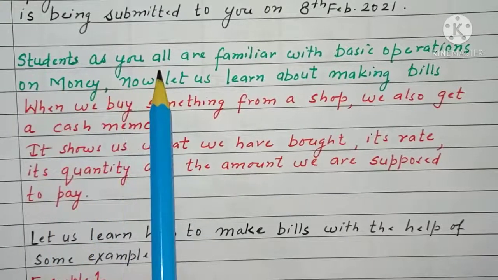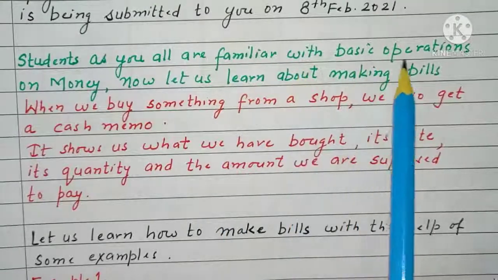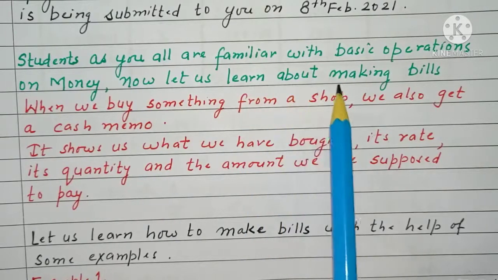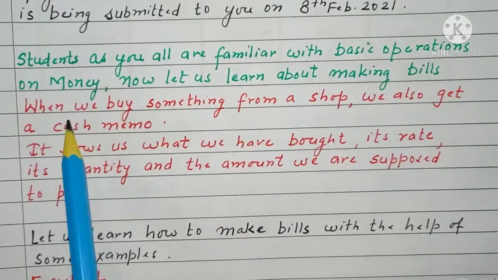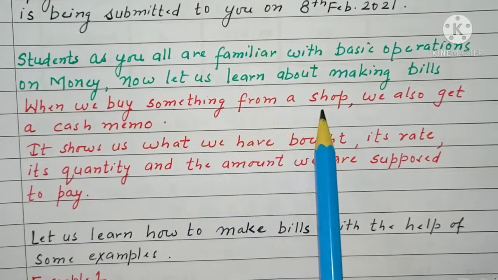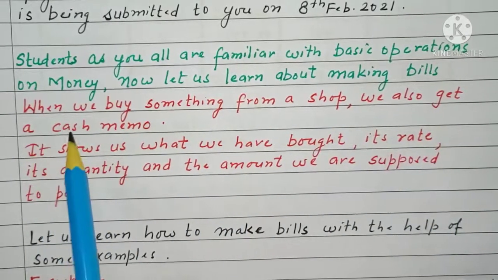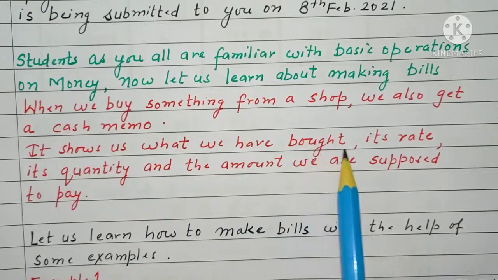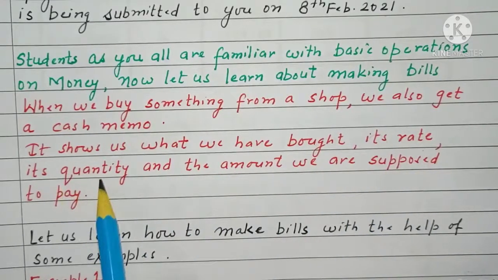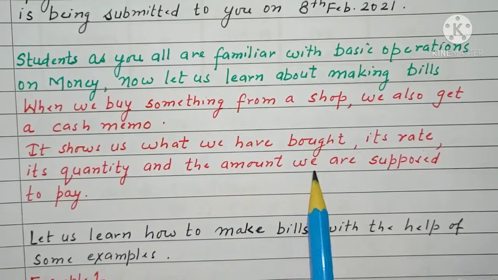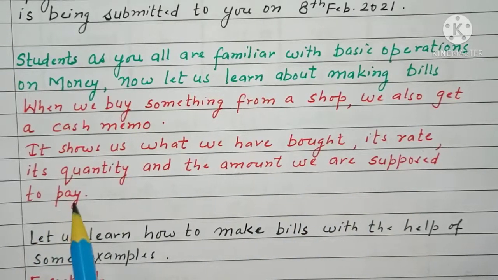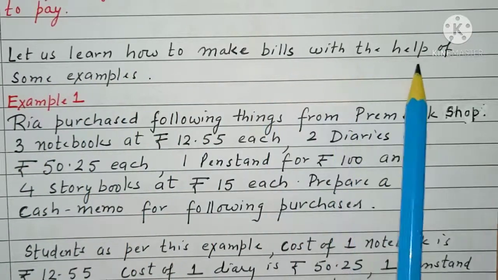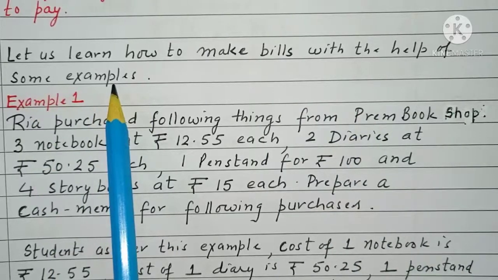Students, as you all are familiar with basic operations on money, now let us learn about making bills. When we buy something from a shop, we also get a cash memo. It shows us what we have bought, its rate, its quantity, and the amount we are supposed to pay. Let us learn how to make bills with the help of some examples.